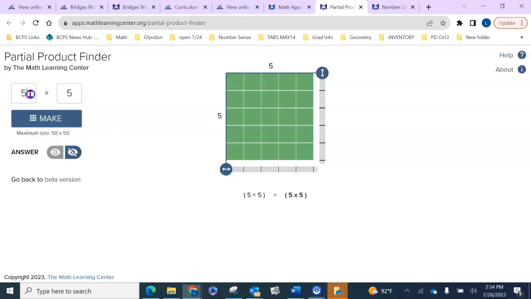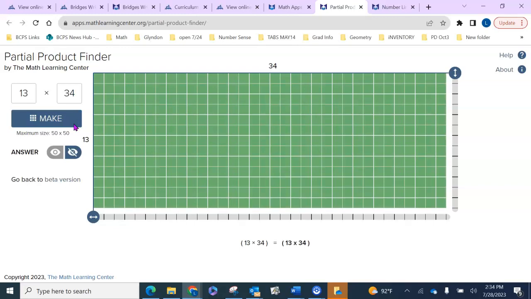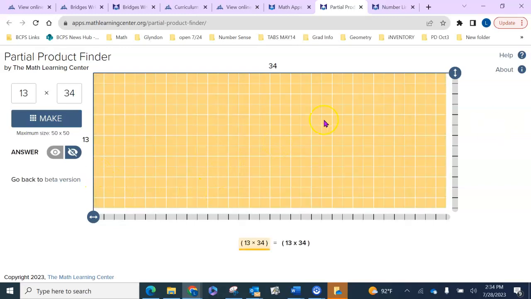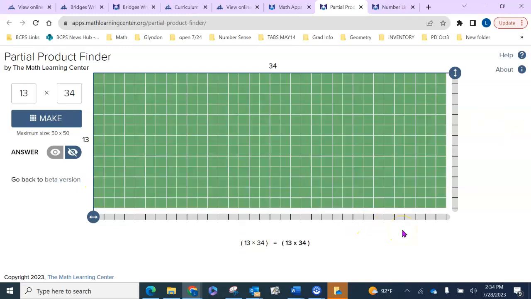The problem is 13 times 34, so up here in this top left box, I'm going to put in my two factors, 13 times 34. And if I click on make, it will make a large array of 13 times 34 with those two dimensions there.